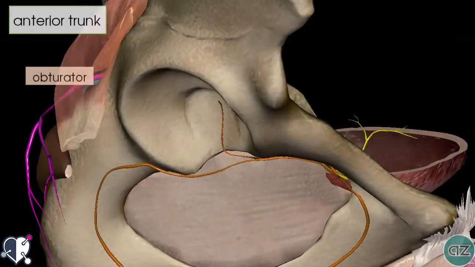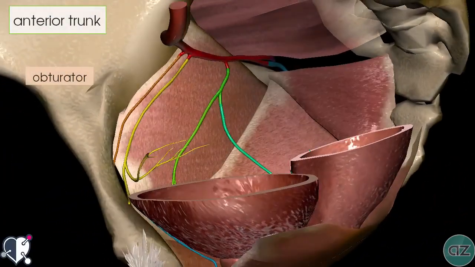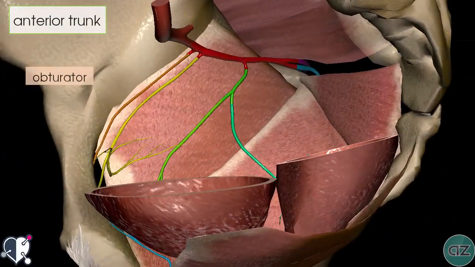Now just rotating back around again, we can take a look at the other branches. So next we have the umbilical artery. This originates in fetal life as the artery that carries deoxygenated blood from the fetus to the placenta in the umbilical cord.